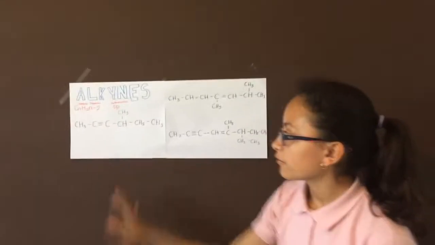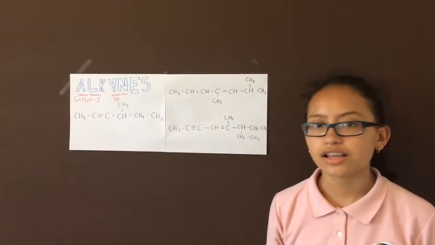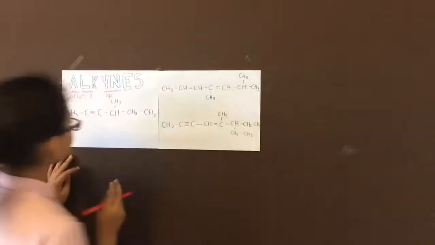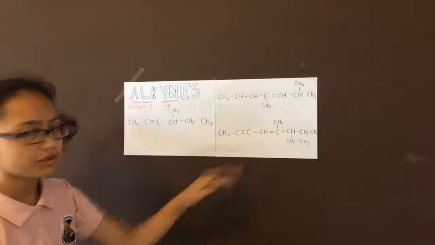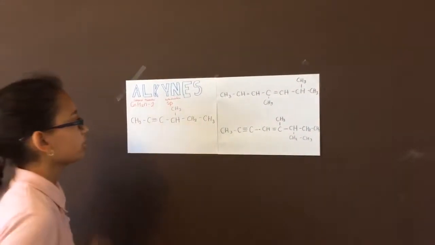The only differences are: the largest chain must include the triple bond, numbering must start from the end closest to the triple bond, indicate the location of the triple bond, and change the termination "ane" to "yne". And for this alkyne, we have to use the same rules as the alkenes. We have to count the number of carbons in the longest chain.